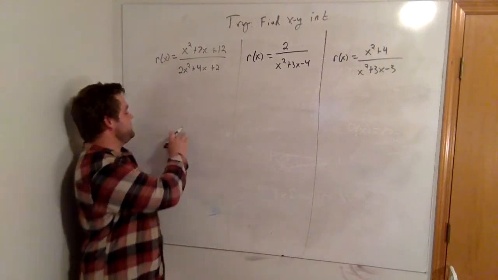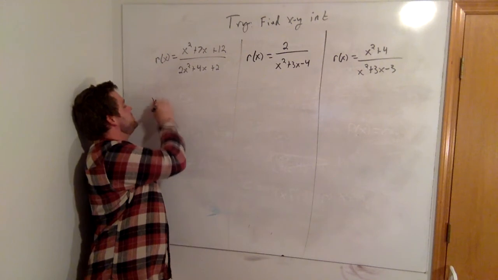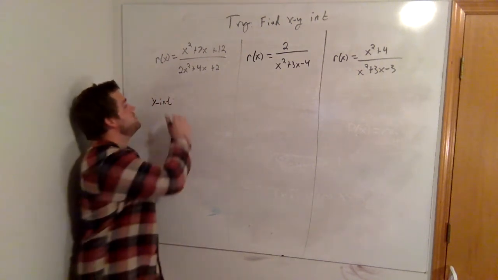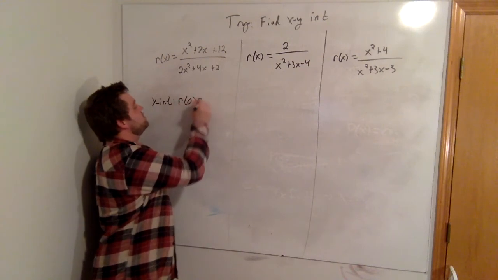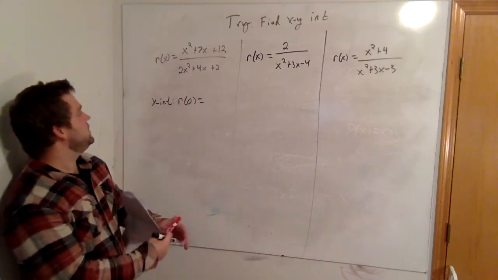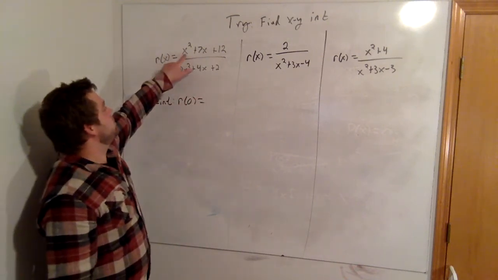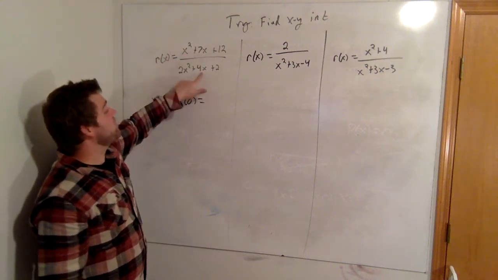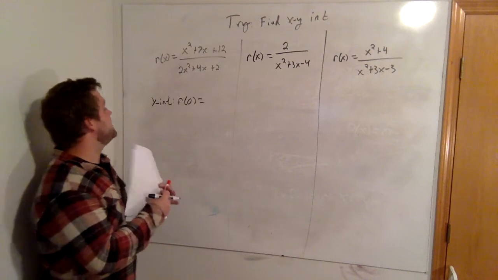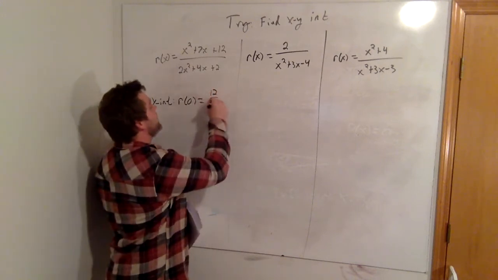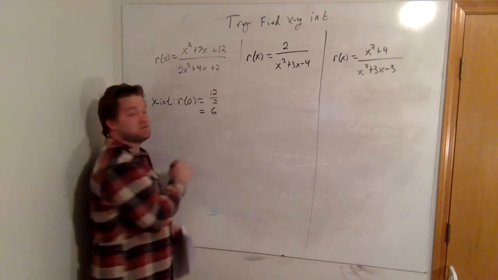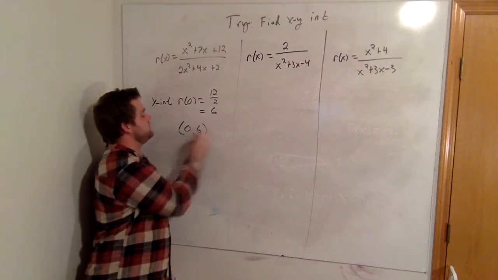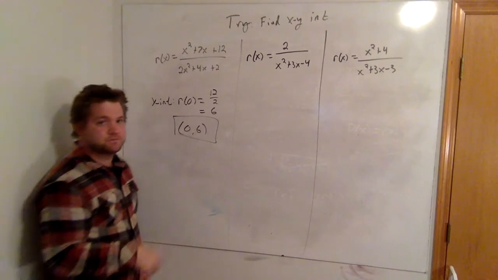For this first one, let's first find the y-intercept. The y-intercept is always the easiest to figure out. To find it, I'm just going to evaluate this function at 0. Notice that if I plug in 0, the x squared and the 7x term get killed, and the 2x squared and the 4x term get killed. I'm just left with 12 halves, or 6. So our y-intercept is at the point (0, 6).